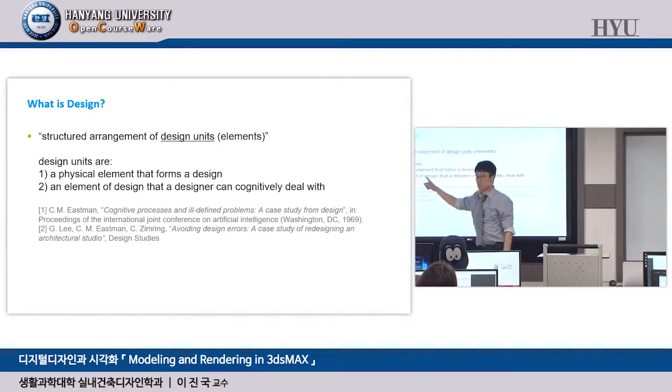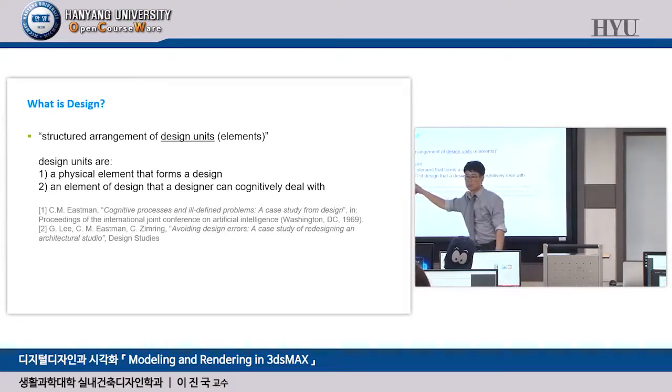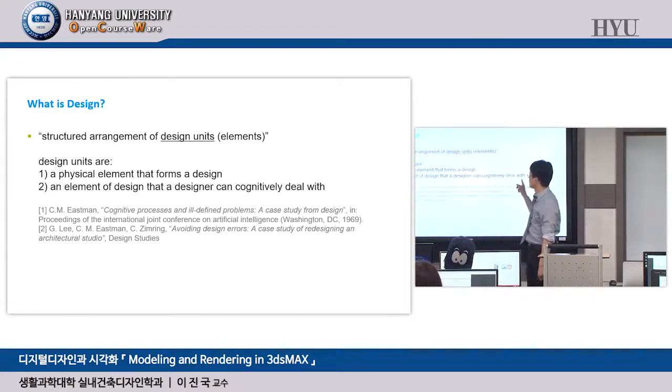So what is the number one? What is this? Something visible, okay? For architects, interior designers, number one could be floors, doors, walls, wall surfaces, building facade, windows, furniture, and lots of design related elements. What is the second one? What does this mean? Something you cognitively deal with, something invisible. What is invisible in your design?